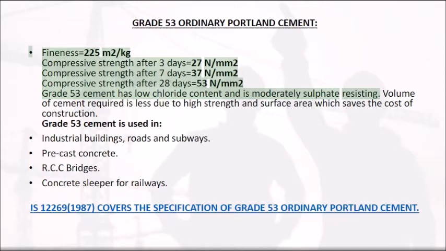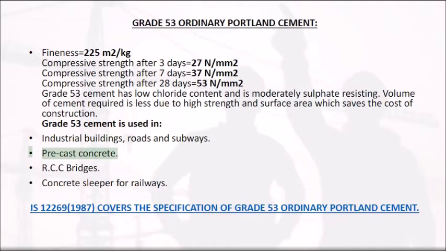Grade 53 cement has low chloride content and is moderately sulfate resisting. The volume of cement required is less due to high strength and surface area, which saves the cost of construction. Grade 53 cement is used in industrial buildings, roads, and subways.